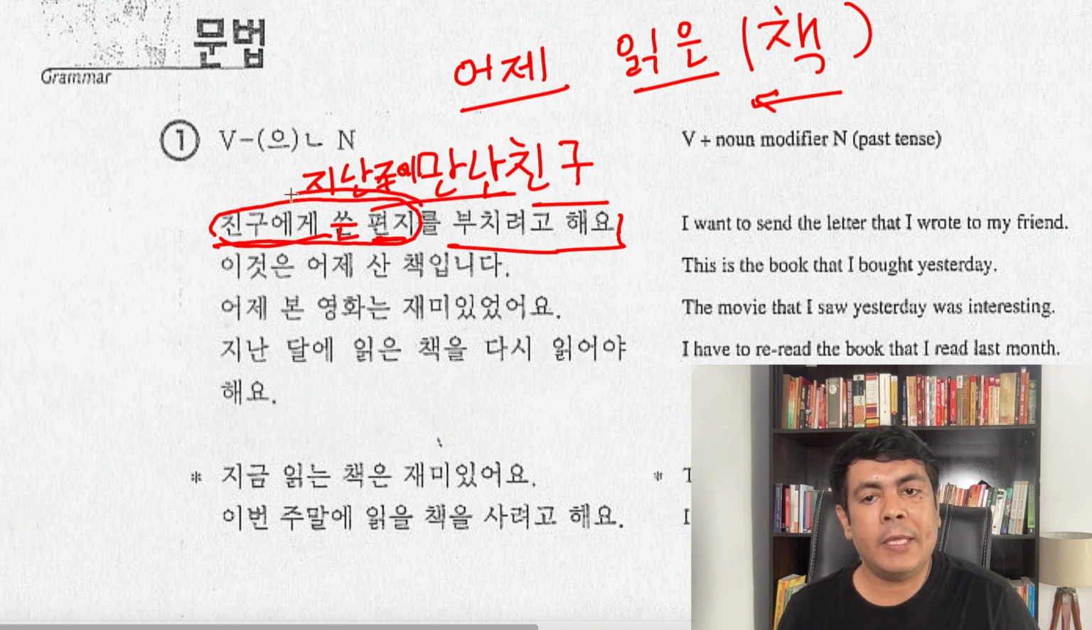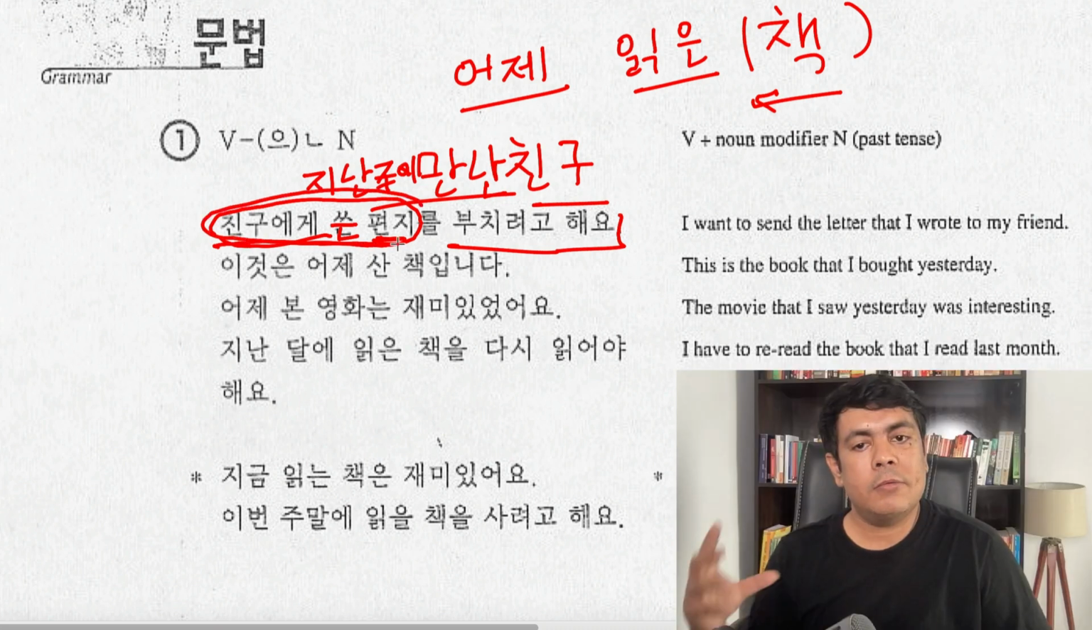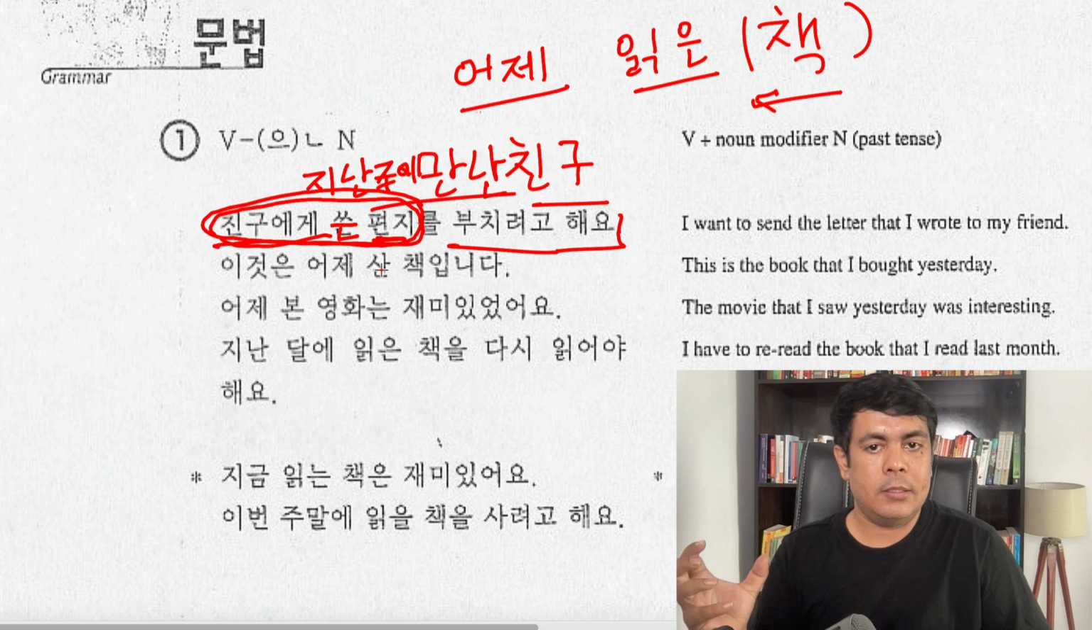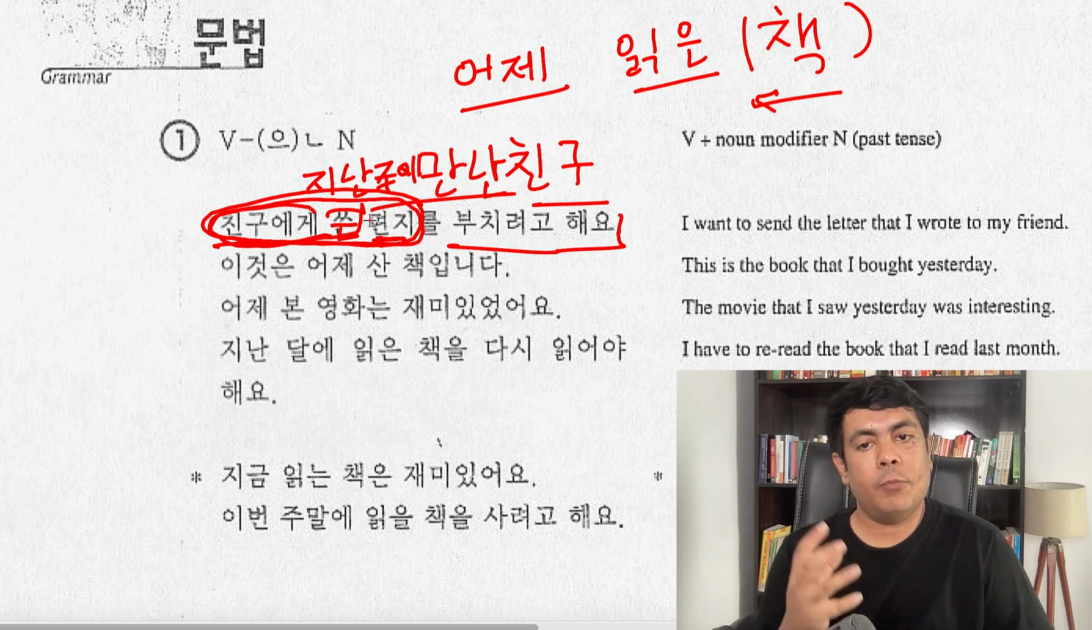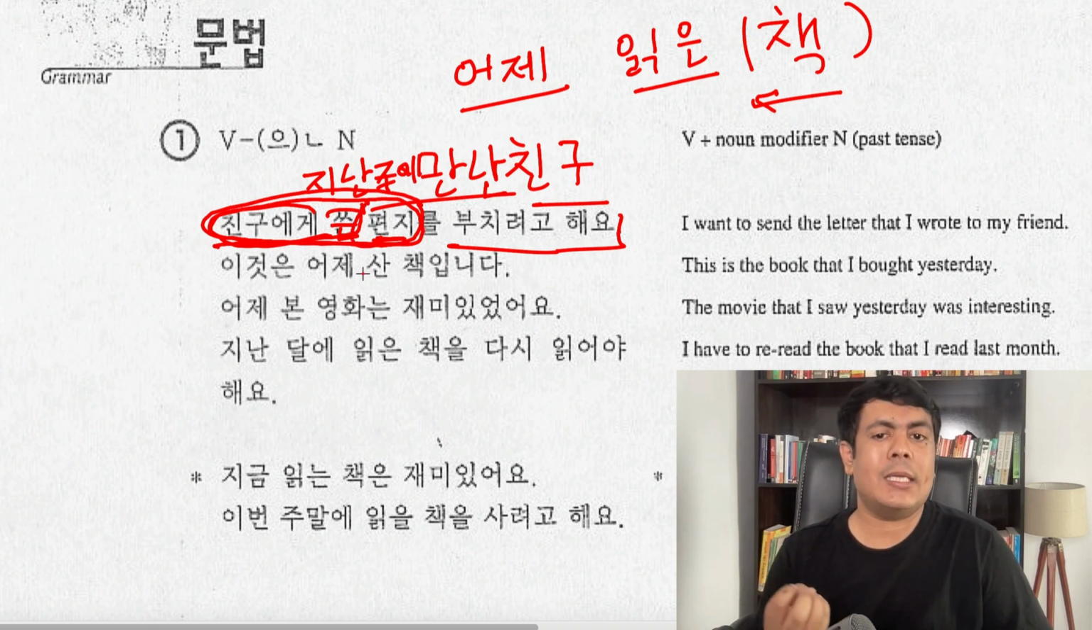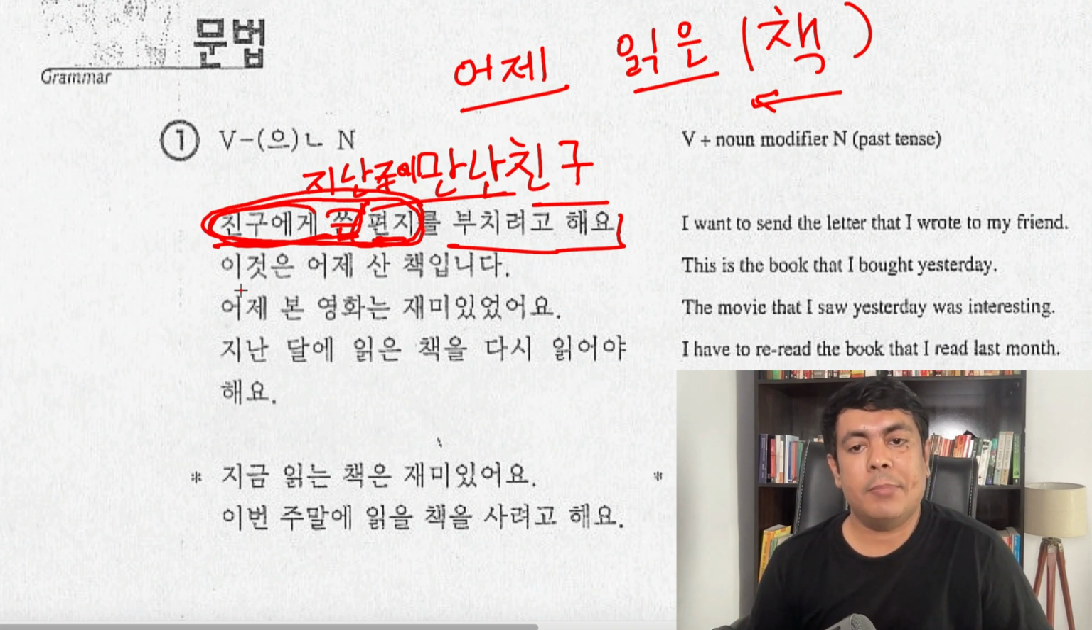So this whole thing becomes one clause, one phrase. And basically this modifier thing is kind of modifying the noun. It's working as an adjective, you can say. 친구에게 쓴 편지.